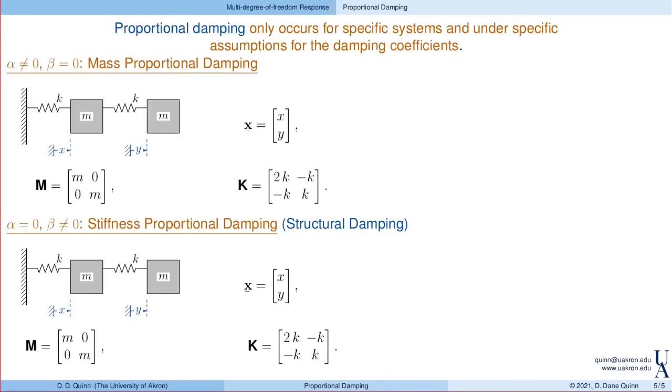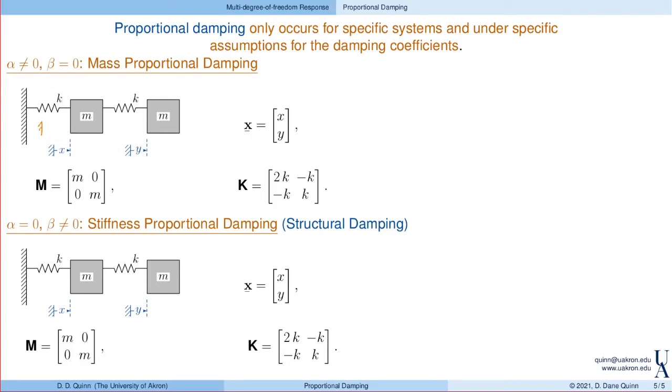So what does it mean to be proportionally damped? Well, again, from a modeling standpoint, we saw that proportional damping was proportional to both the mass and the stiffness matrix. Now, if you want to look for a physical realization of proportional damping, that requires some very specific assumptions for how the damping is introduced into the system. So for a mass proportionally damped system, here alpha is non-zero, but beta, the coefficient multiplying K, vanishes.